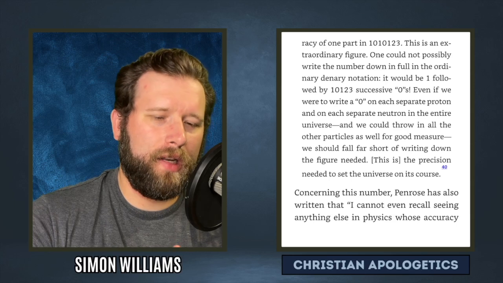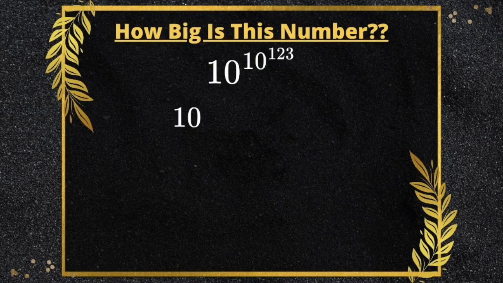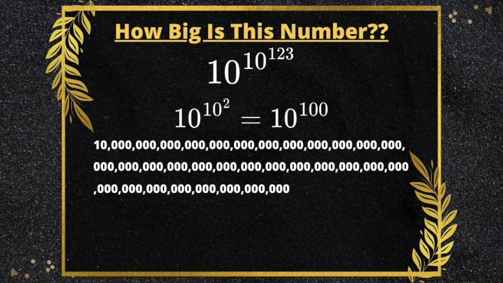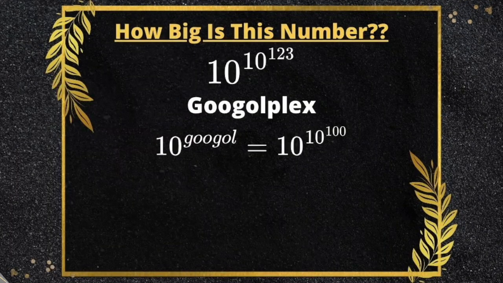All right, I think that we need to talk about this number a little bit. If we were to say 10 raised to the 10 raised to the 2, that is just 10 raised to the power of 100. This number is a 1 with 100 zeros after it. This number is called a googol, and it is a huge number. But there's a bigger number than that that has a name, and it's called a googolplex, which is a 10 raised to the 10 to the power of 100.